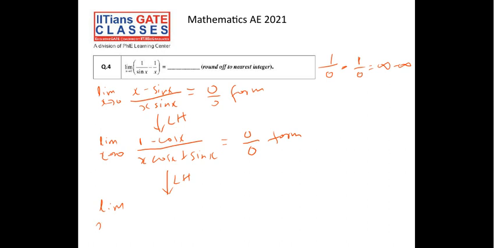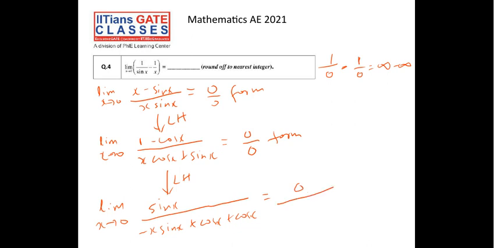So we apply L'Hospital's rule again. This time we are going to get limit as x tends to 0. So the derivative of 1 minus cos x is sin x, all divided by the derivative of the denominator, which we'll get as minus x sin x plus cos x plus cos x.